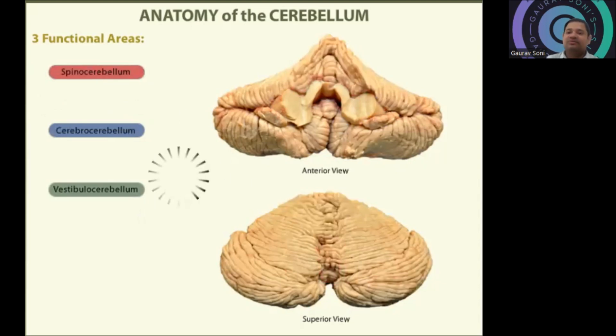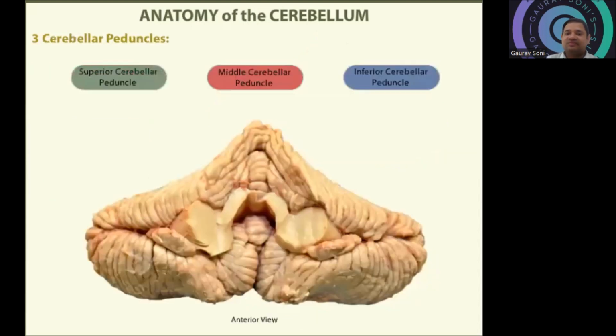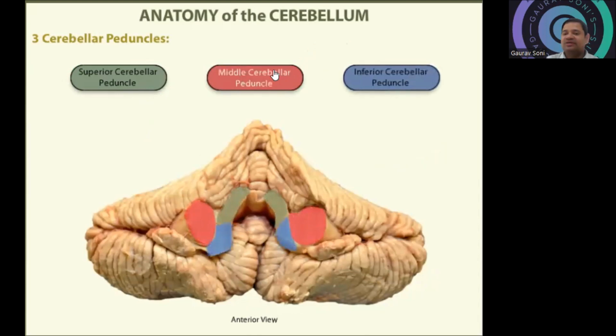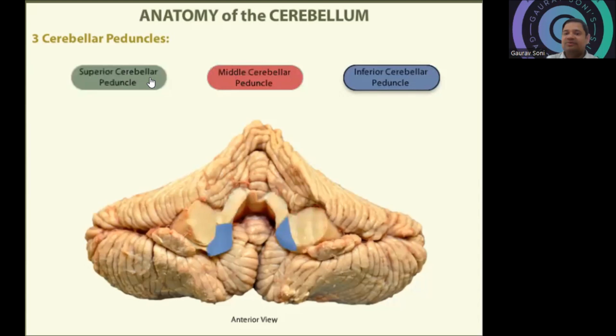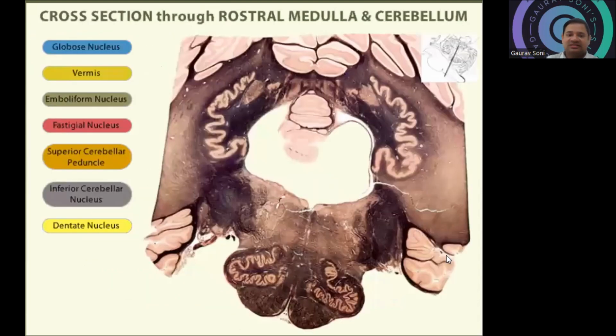Next, we have to see the cerebellar peduncles. There are three cerebellar peduncles, as we have already discussed, which can be easily visible from the anterior side: the superior cerebellar peduncle, middle cerebellar peduncle, and inferior cerebellar peduncle. You can see the blue one, that is the inferior cerebellar peduncle. The middle cerebellar peduncle is the red one, and the superior cerebellar peduncle is the green one. These are the three peduncles, meaning attachments, where it is going to attach to the rest of the CNS.